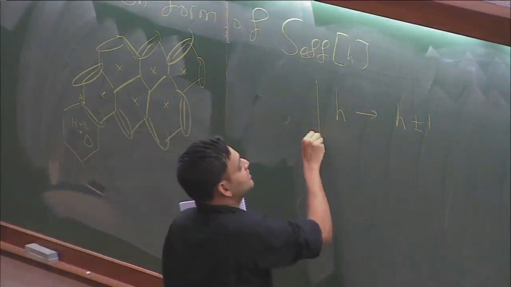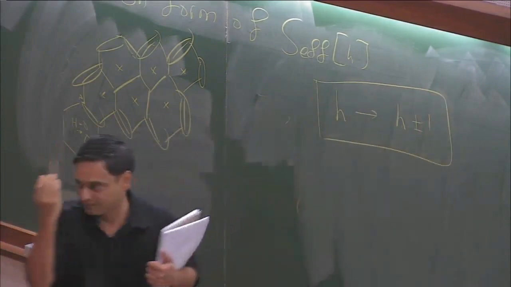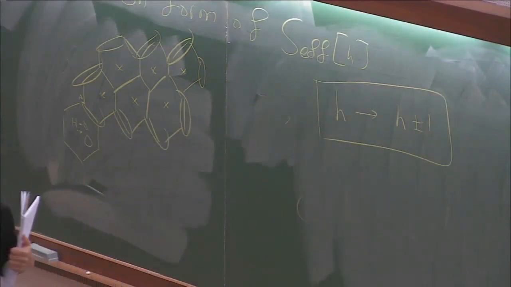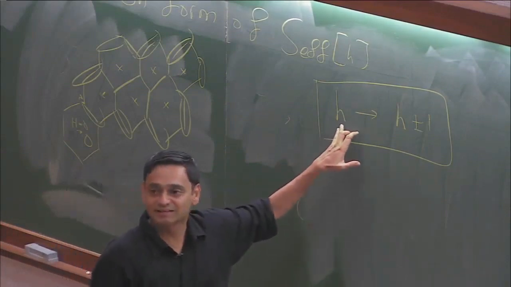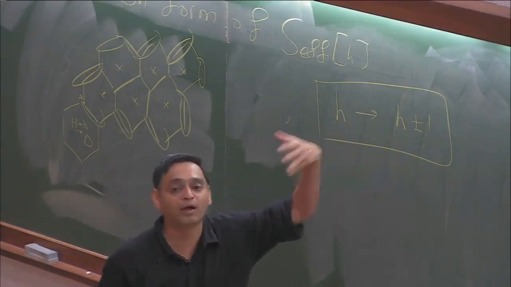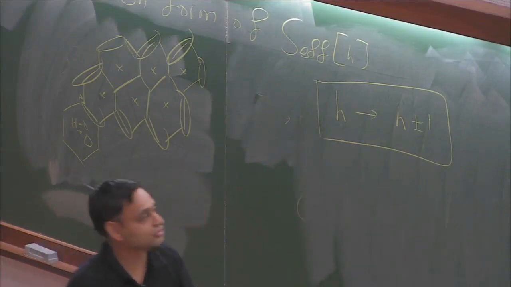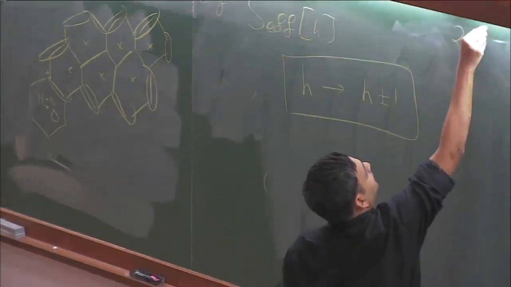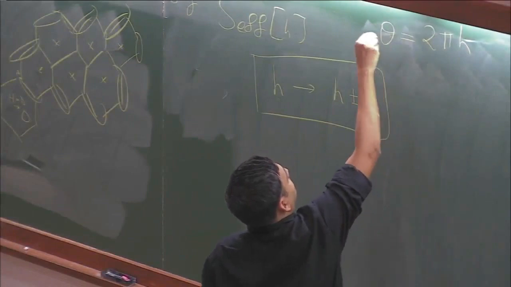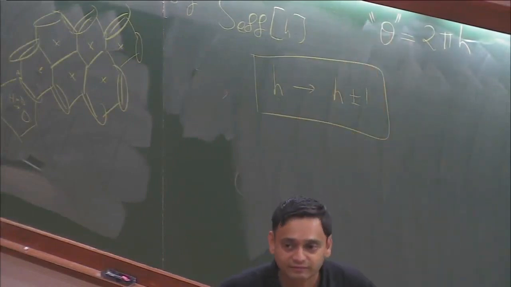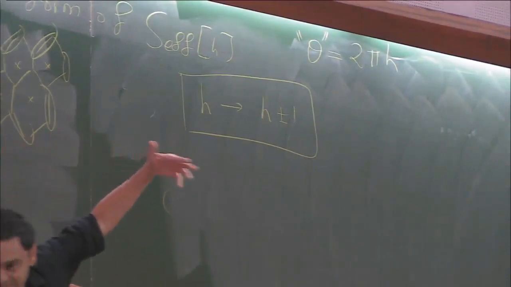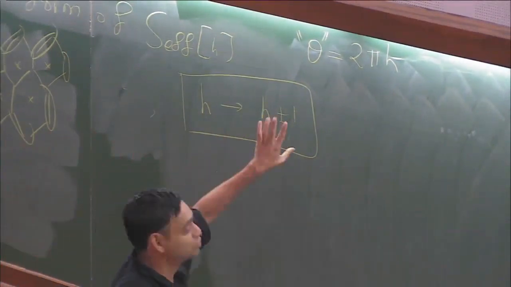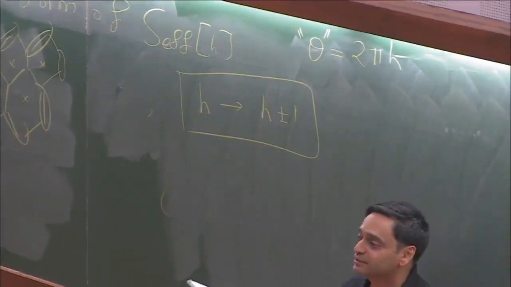So h is like an angle, right? h is not a scalar variable in the usual sense. h is like an angle in the sense that nothing depends on shifting it by 1 or minus 1. Well, 2 pi h is an angle. So it's a sort of angular variable, in the sense that the physics does not change if you change it by an integer.